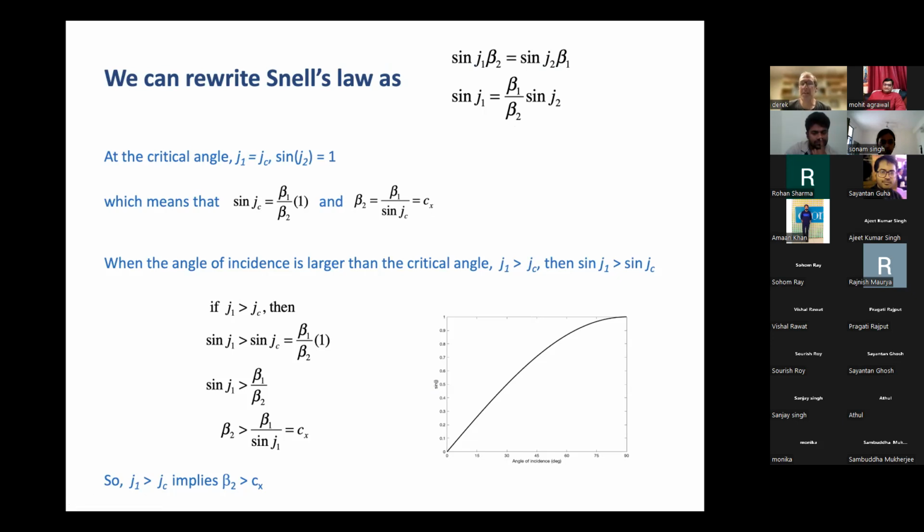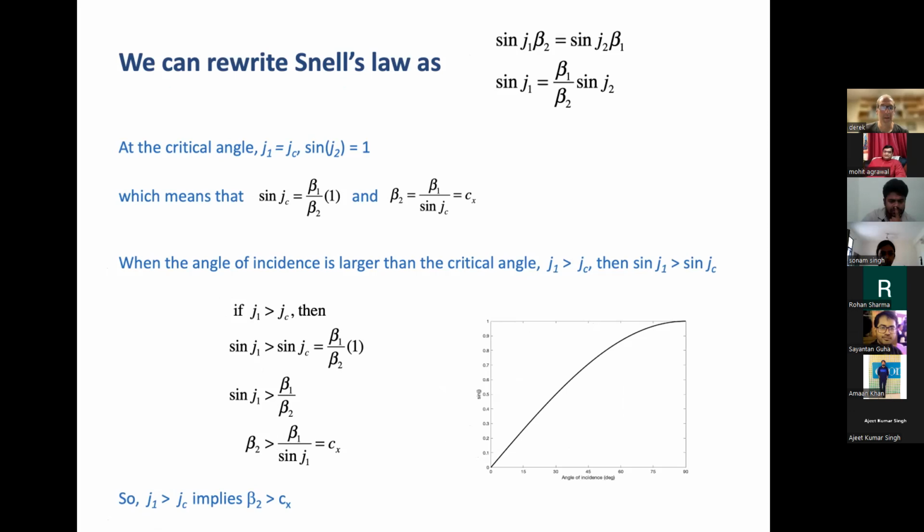When the angle of incidence is larger than the critical angle, J1 is greater than JC, and sine of J1 is greater than the sine of JC. That means beta 2 is greater than beta 1 over sine of J1, which is equal to the horizontal apparent velocity. So if J1 is greater than the critical angle, this implies that beta 2 is greater than the horizontal apparent velocity. And we'll see why this is relevant in a second.